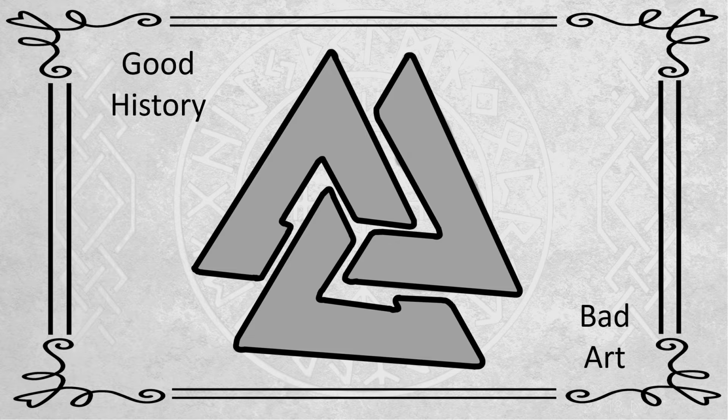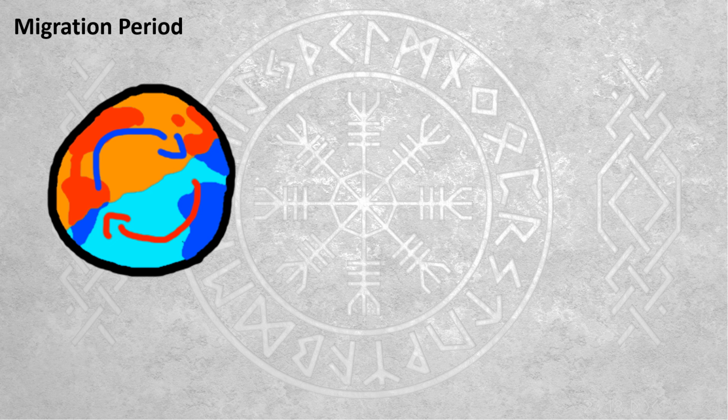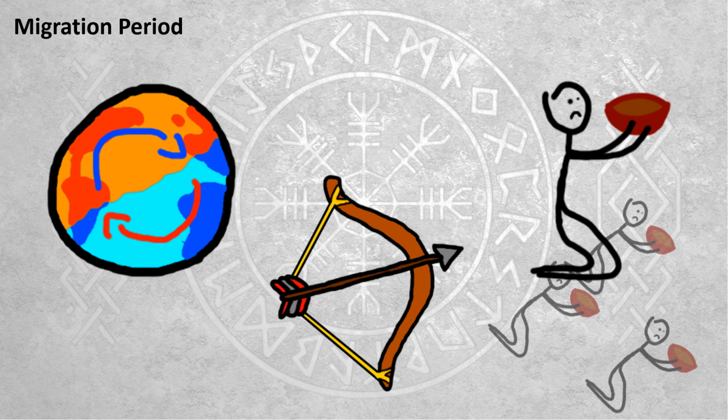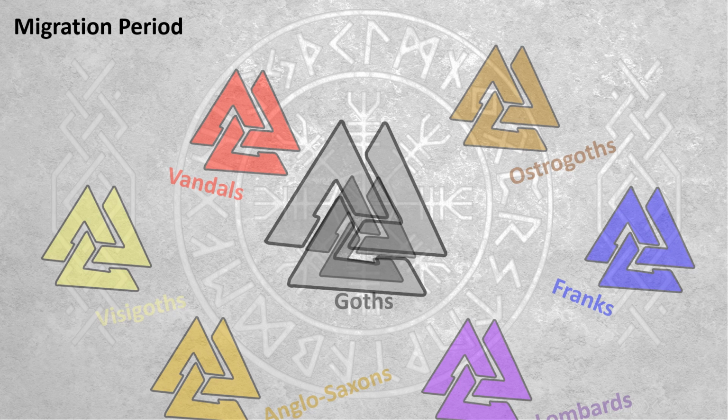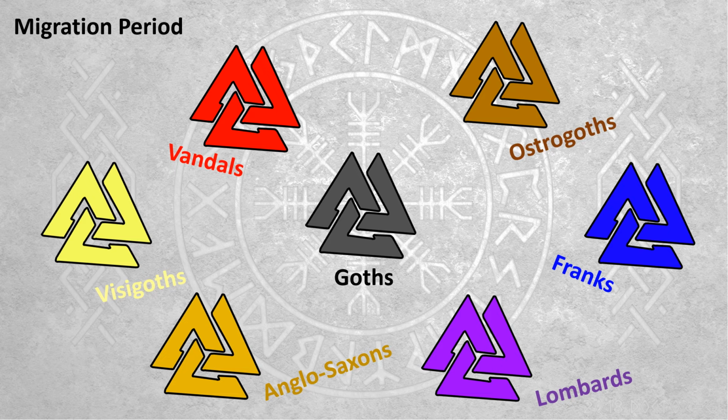From 375 AD to 586 AD, climate change, the Huns, famine and overpopulation led to what is known as the migration period. We will now explore the main seven Germanic migrations as chronologically as possible, starting with the Goths.